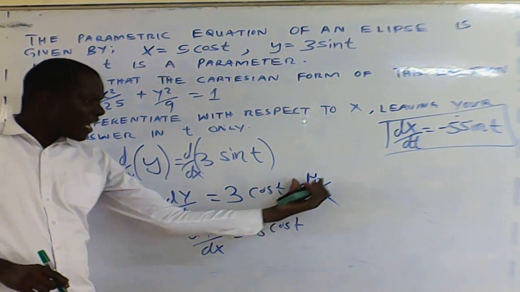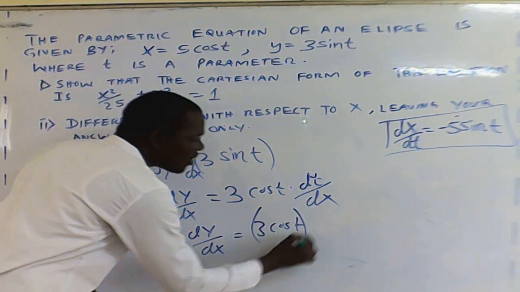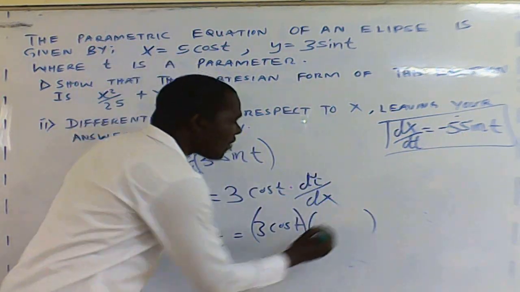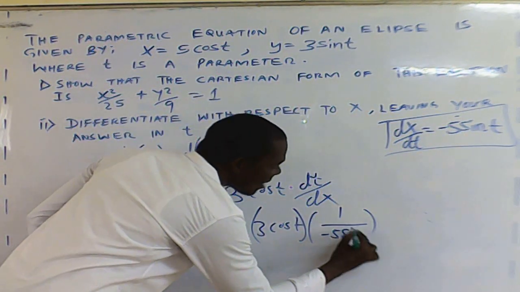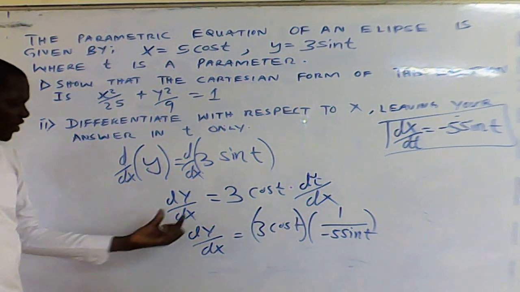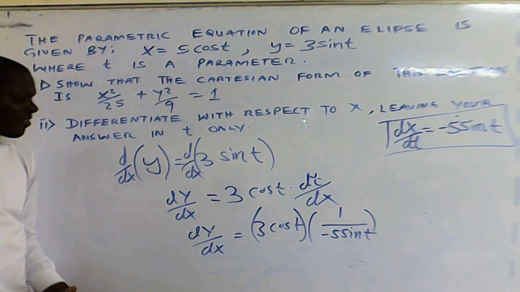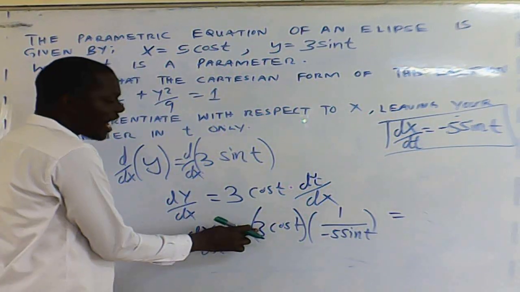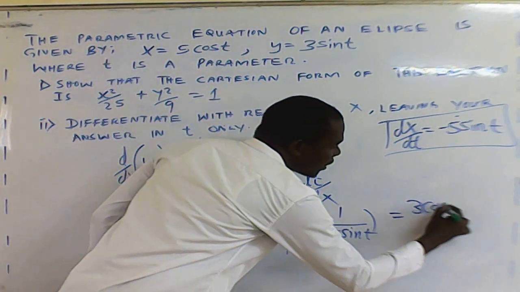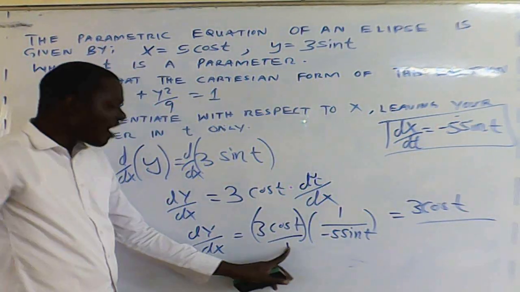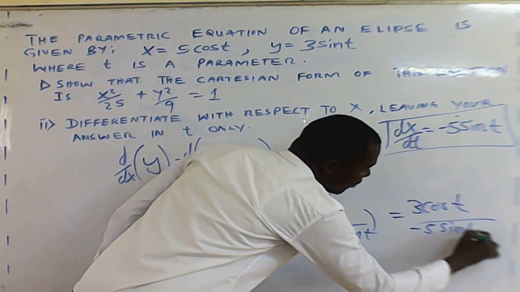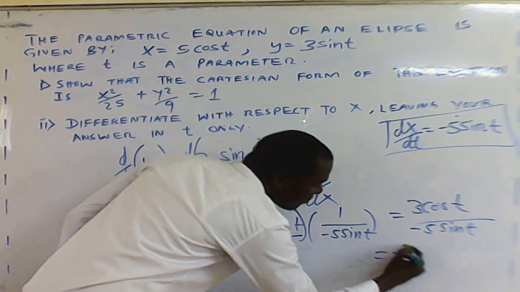See, this one is 3 cos t times dt over dx. But what is dt over dx? The dt over dx is the reciprocal of dx over dt. Yes. So what is the reciprocal of that? It is 1 over negative 5 sine t. Are we together? So are you now seeing the derivative dy over dx? In the numerator, we have 3 cos t times 1, which is 3 cos t. In the denominator, we have 1 times negative 5 sine t.